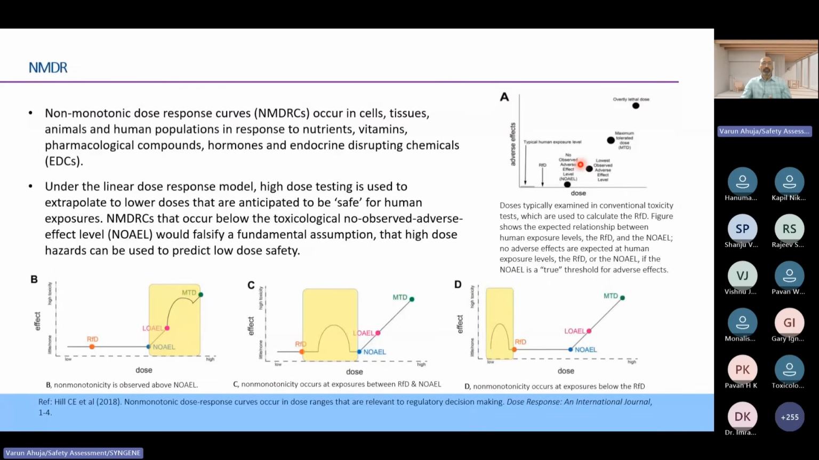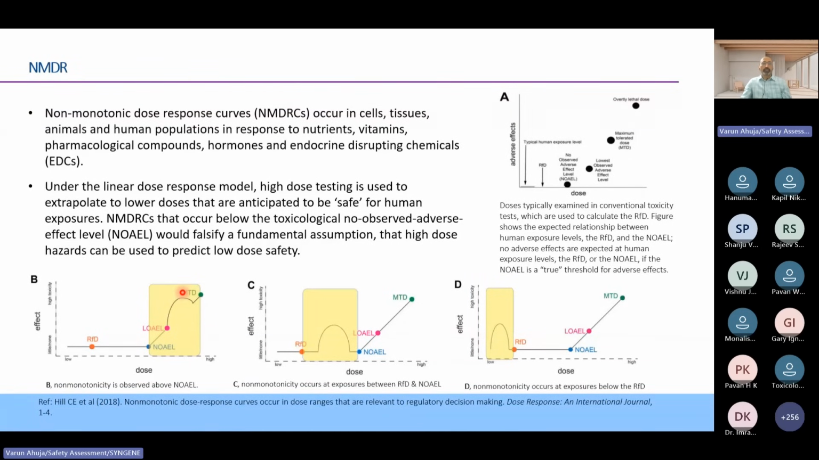However, NMDRCs, or non-monotonic dose response curves, occur below the toxicological no observed adverse effect level, and in some cases like this would falsify a fundamental assumption that high dose hazards can be used to predict low dose safety. So there is a publication. I have shared this link in the notes also if you want to go into the details.